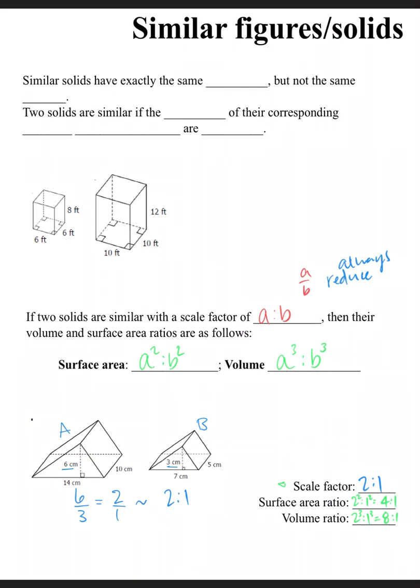Okay, you may be asked to go backwards. Always, no matter what you're given, always go back to your scale factor. So if I'm given the volume ratio and asked for the surface area ratio, then you need to go from volume to scale factor. So if I'm going from volume, this is a little side note, volume to scale factor, then I'm going to take that volume and take the cube root of it. If I'm doing surface area to scale, then I'm going to take the square root of that number.